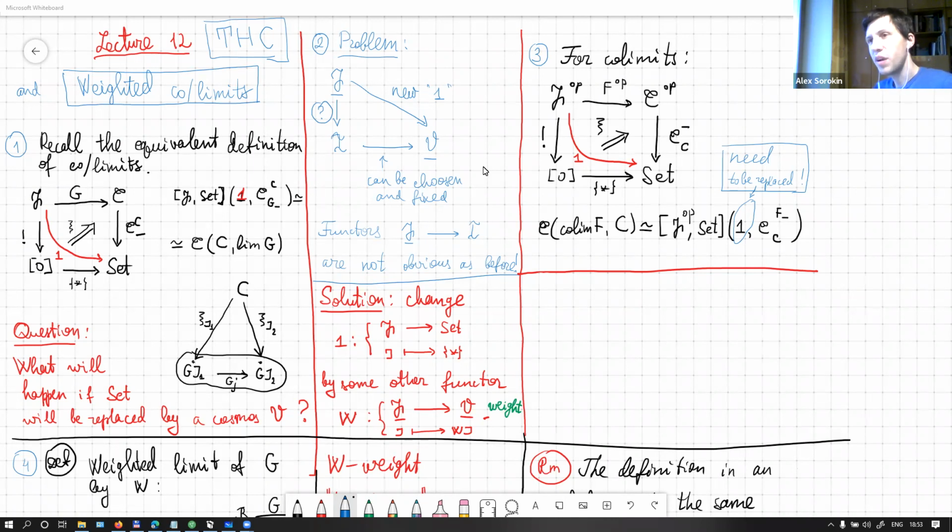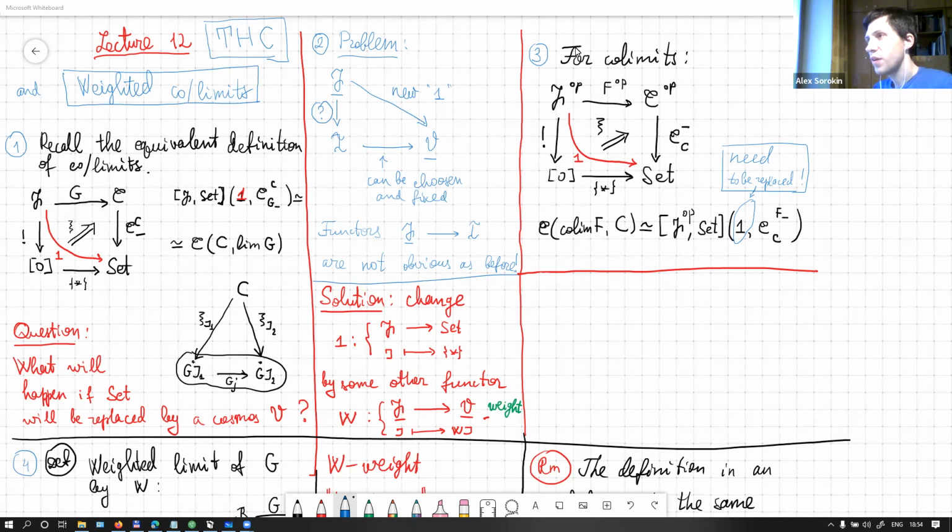So we need some solution to this, and the solution is very simple. If we cannot pick up the terminal functor 1, let's just pick up any functor. Maybe sometimes in certain settings it will happen to be the terminal functor 1. Maybe it can happen to be some other functor, but let's see what will happen. So we are changing our functor 1 to some functor that we will call a weight. It is going from our category J to the self-enriched category V, sending every object to a certain value.